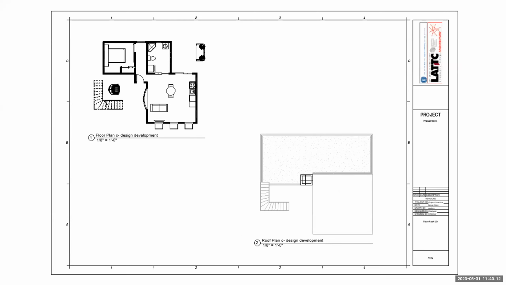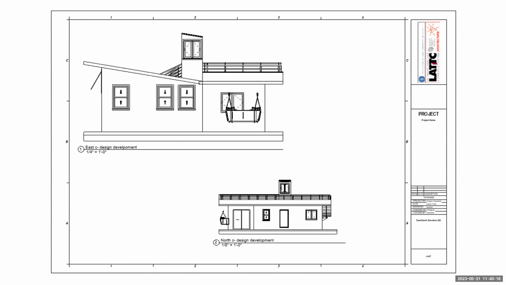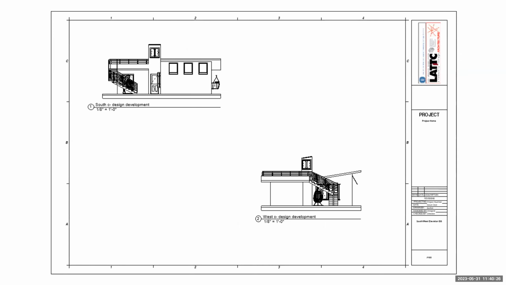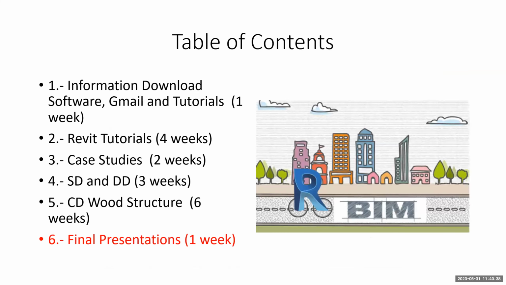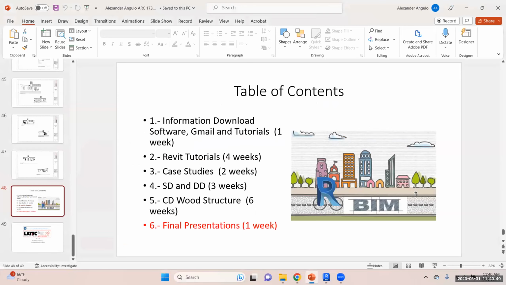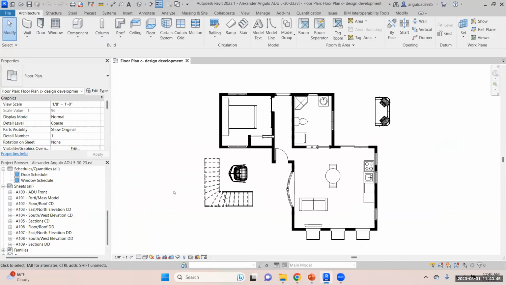Here's my design development for my floor plan and my roof plan. And then some more design development elevation views. South and west. East and west, north and south sections. And that concludes my PowerPoint. I'm gonna hop into Revit and show how to make a new sheet.